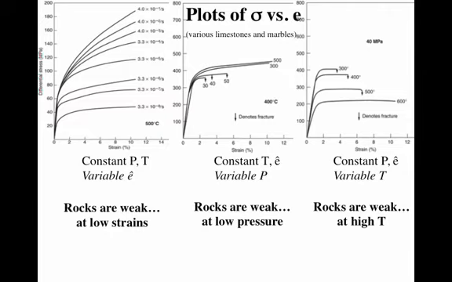In the central diagram, we hold temperature and the strain rate constant, and we have a variable pressure. And again, we see rocks are weak at lower pressure. On the right-hand side, we hold pressure and the strain rate constant and have a variable temperature. And in this diagram, we see rocks are weak at high temperatures.